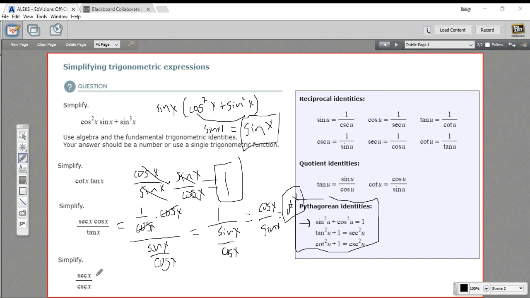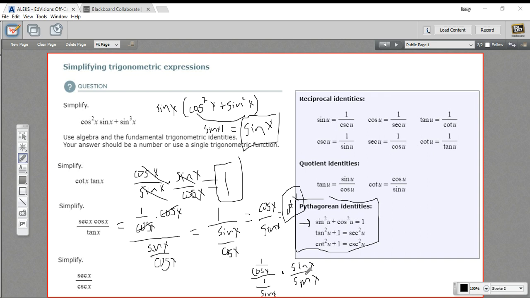All right, last one here. We've got the secant of x over the cosecant of x. So let me do it over here where I have a little more room. So the secant is 1 over the cosine, so 1 over the cosine of x, over the cosecant, which is 1 over the sine of x. And I think what I'm going to do here is just multiply this fraction by sine x over sine x. Anything over itself is 1, so I'm just multiplying this fraction by 1.